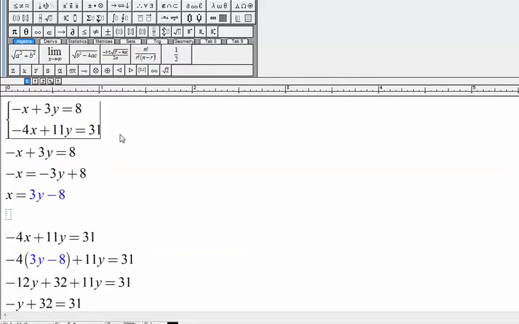Now we want to check that in both original equations. So if we put in negative 5 for x and 1 for y, we should get true statements in both equations. So negative 5 is positive 5. 3 times 1 is 3, so 5 plus 3 does equal 8. Negative 4 times negative 5 is positive 20. 11 times 1 is 11. 20 plus 11 equals 31. So our ordered pair checks in both equations, so this is a solution to our system.